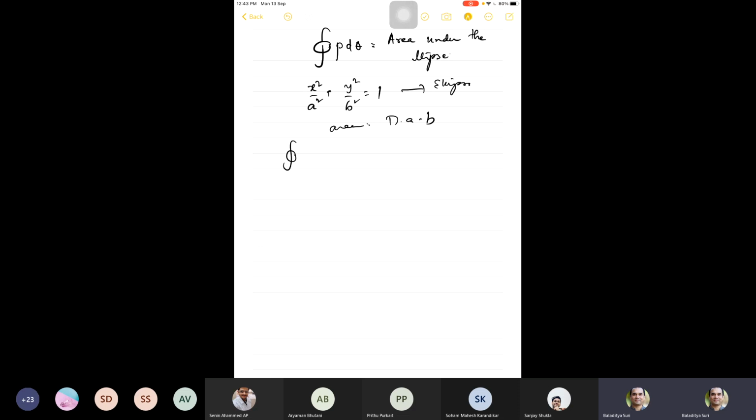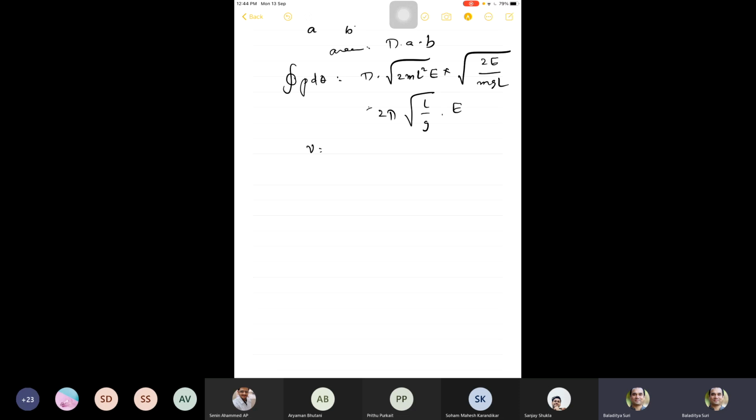So let us now compute the integral p d theta for the pendulum, which will just be pi times a times b. A will be the square root of 2mL squared E times the square root of 2E by mgl, and that will be 2 pi, I take the 2 out, square root of L by g times E. But you know that the frequency nu of a pendulum is nothing but 1 by 2 pi square root of g by L. So whatever factor is here, it's basically E by nu. Therefore, the integral p d theta for a pendulum is nothing but E by nu.